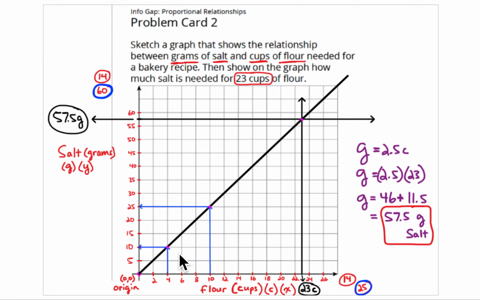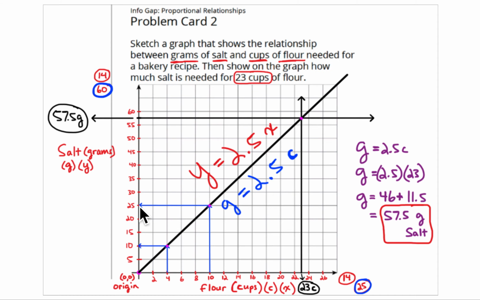And if you look at the other 2 points that we put on there, 4 cups of flour, 10 grams of salt, 10 cups of flour, 25 grams of salt. And here's the equation once again. So all I did was expand the scale. I just moved the scale farther out to fit on there the 23 cups of flour and 57.5 grams of salt. So here are the equations.